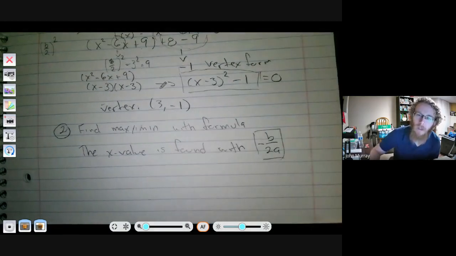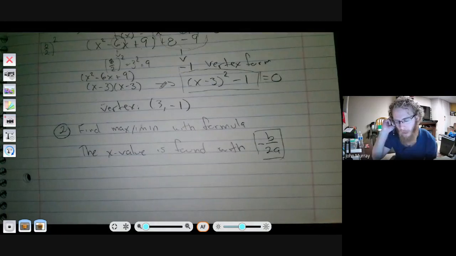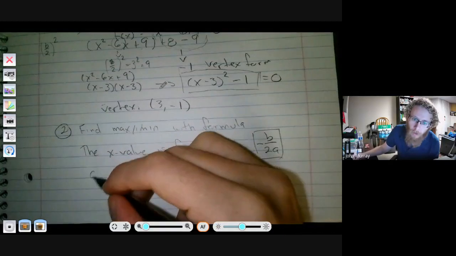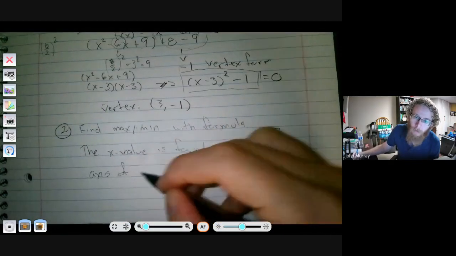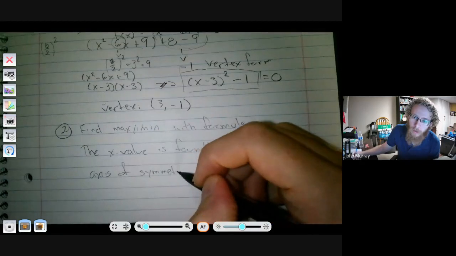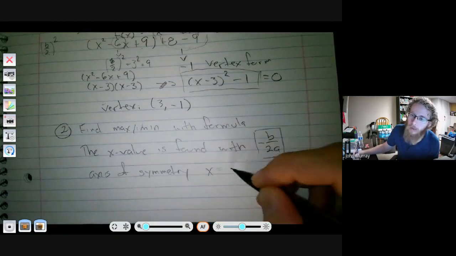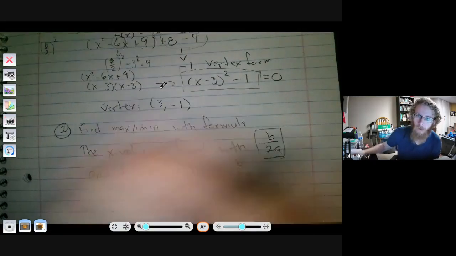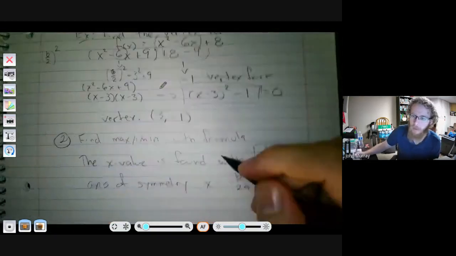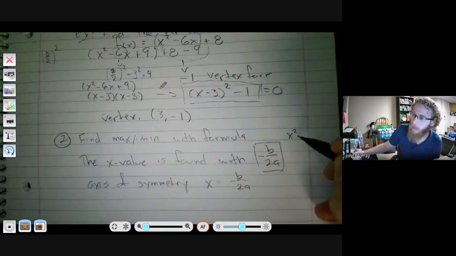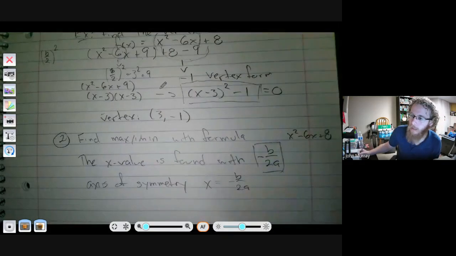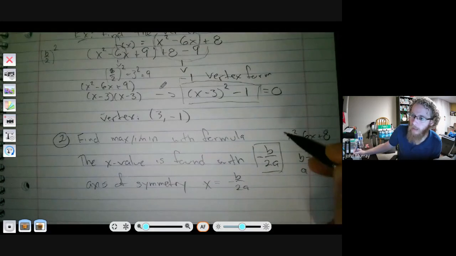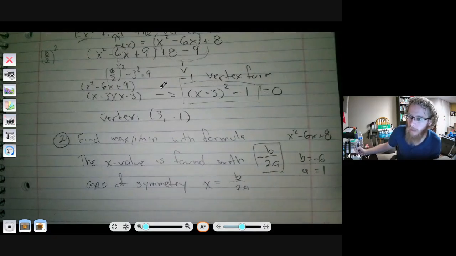the x value is found with the expression negative b over 2a. Or more specifically, we can say our axis of symmetry is the line x equals negative b over 2a. So if we go back to the previous example, x squared minus 6x plus 8, right here my b is negative 6. My a is the term in front of the x squared. That's going to be 1.